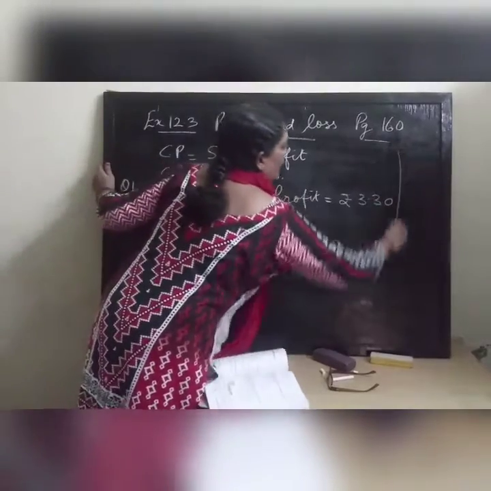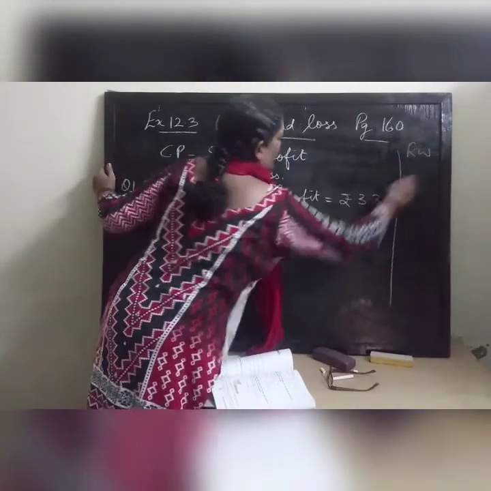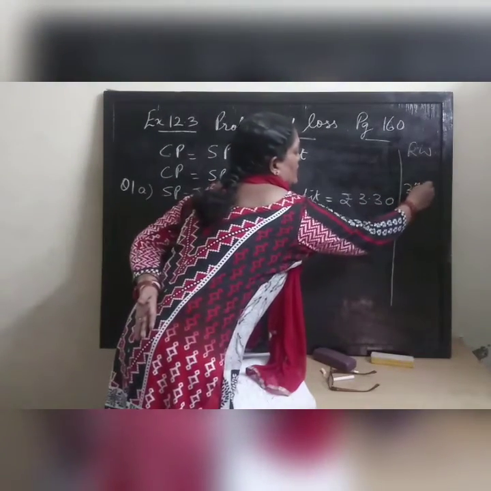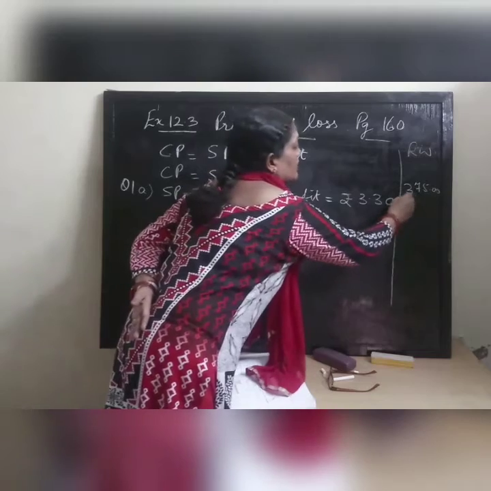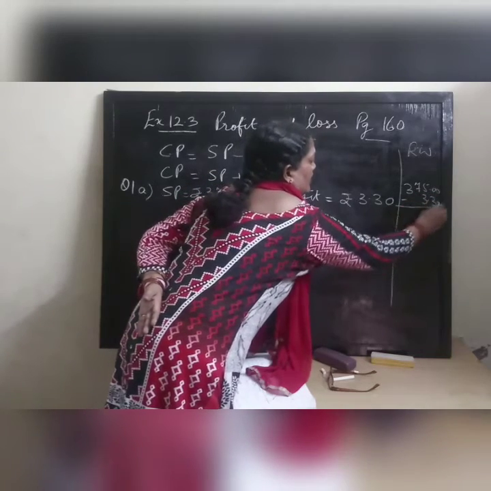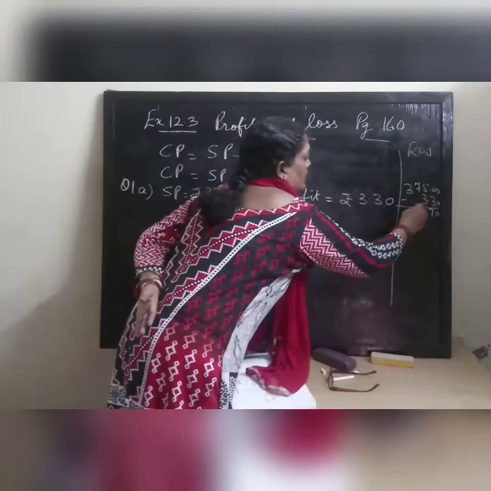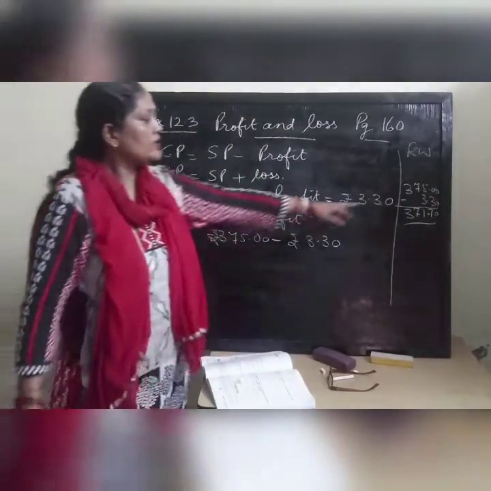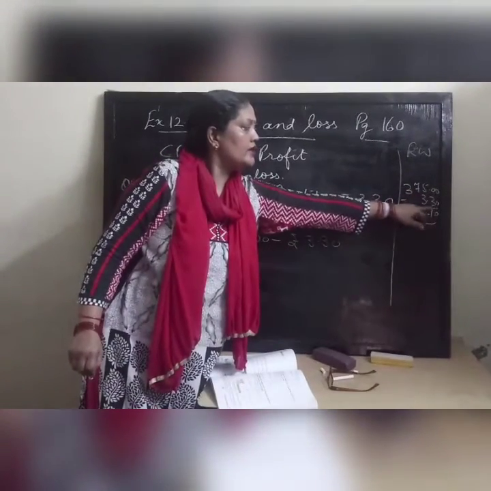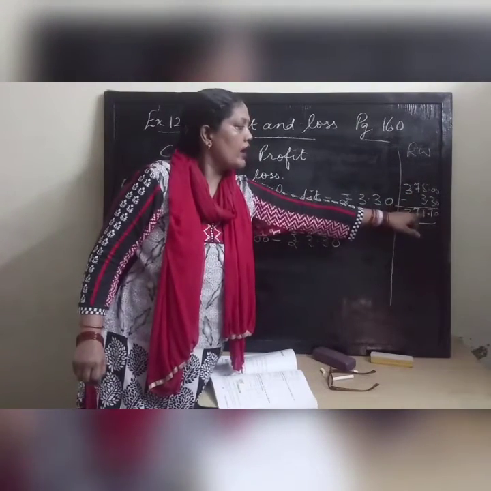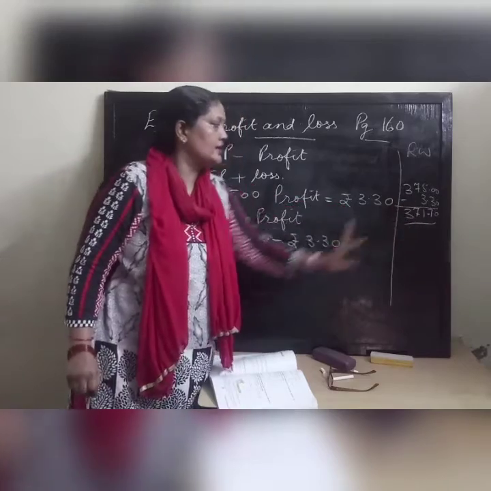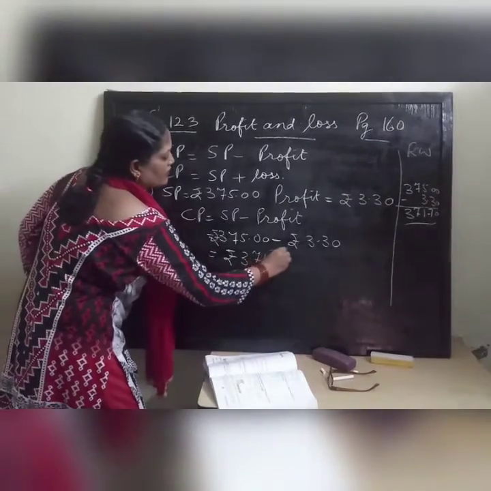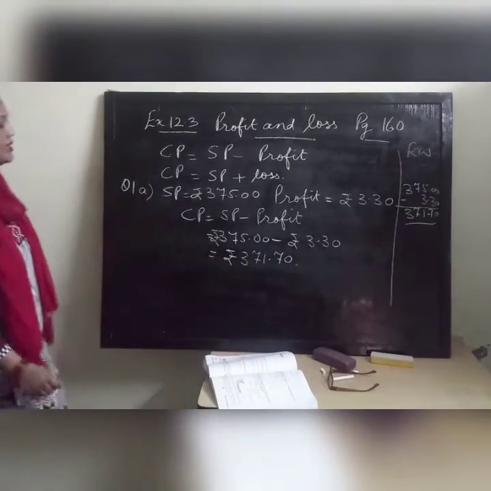You can make a rough column here. Here you can do the subtraction. 375.00 minus 3.30. That is 371.70. Understood all of you? From here 10 minus 3 is 7. 4 minus 3 is 1. 7 will be as it is, 3 as it is. So that is rupees 371.70. This is the answer.